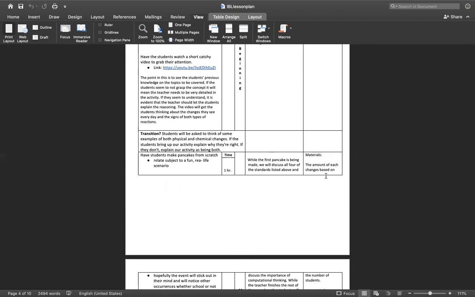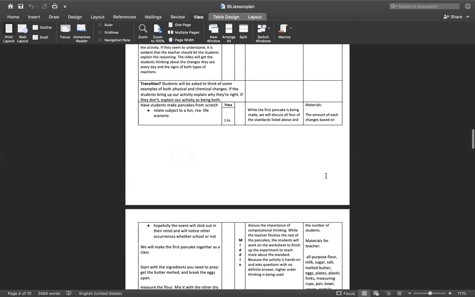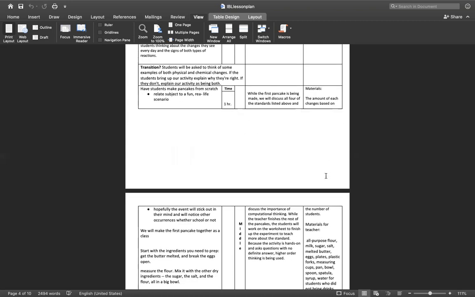While the first pancake is being made, we will discuss all 4 of the standards listed above and discuss the importance of computational thinking. While the teacher finishes the rest of the pancakes, the students will work on their worksheet to finish up the experiment to teach more about the standards. Because the activity is hands-on and asks questions with no definite answer, higher order thinking is being used.